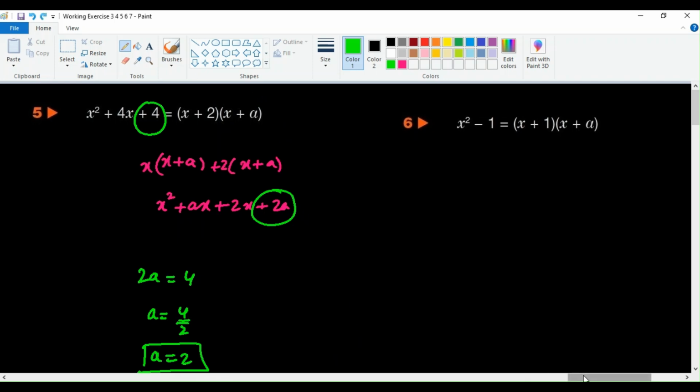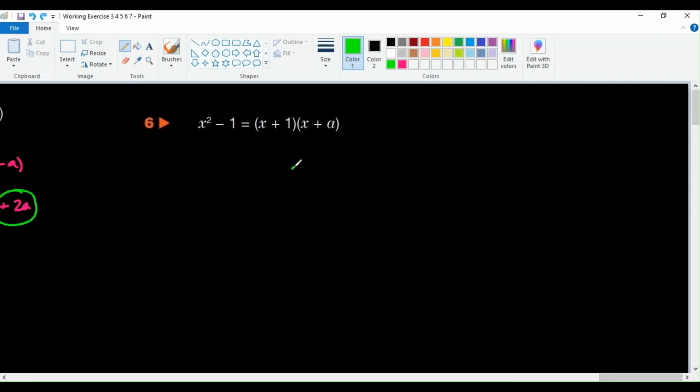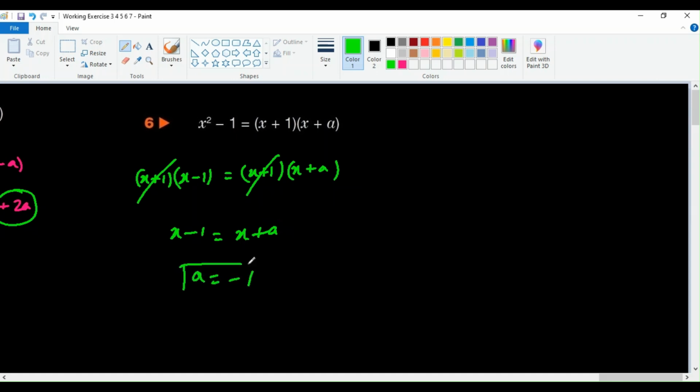Moving on to the last question of this exercise, I will write x plus a, and here it is x plus 1, and this side, as I explained to you earlier, is going to be x plus 1 and x minus 1. So if these two are equal, that means x minus 1 equals x plus a. That means a equals negative 1 is the answer for this question.